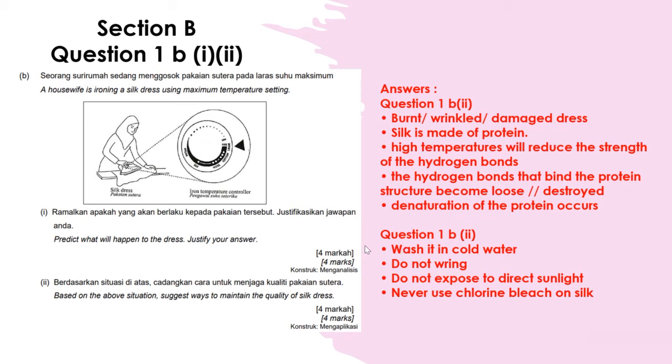Now we go to question 1B2. Based on the above situation, suggest ways to maintain the quality of the silk dress. The clue given here refers to silk. Silk is a protein. So how do we take care of the protein? First, wash it in cold water.